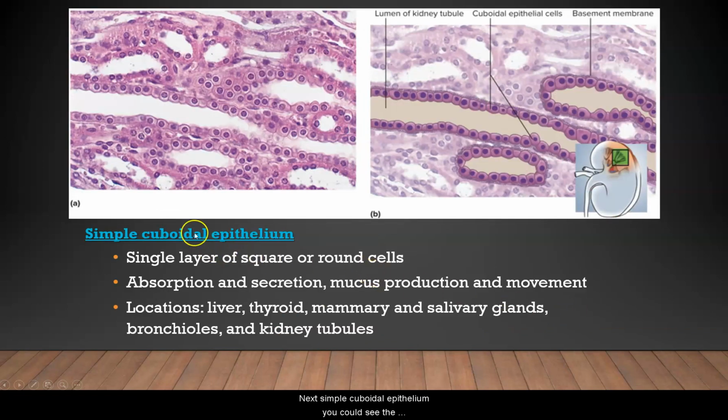Next, simple cuboidal epithelium. You could see the round-looking shapes here, but it is a single layer, so it is simple. Some functions here: absorption, secretion, mucus production, and movement. Locations: liver, thyroid, mammary, and salivary glands, bronchioles, and kidney tubules. Very basic in shape, pretty easy to recognize, simple cuboidal.